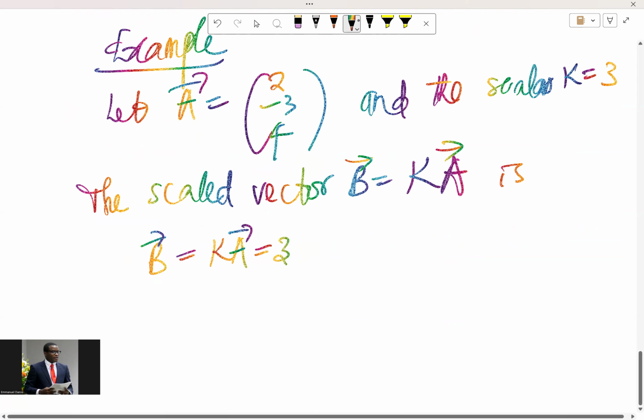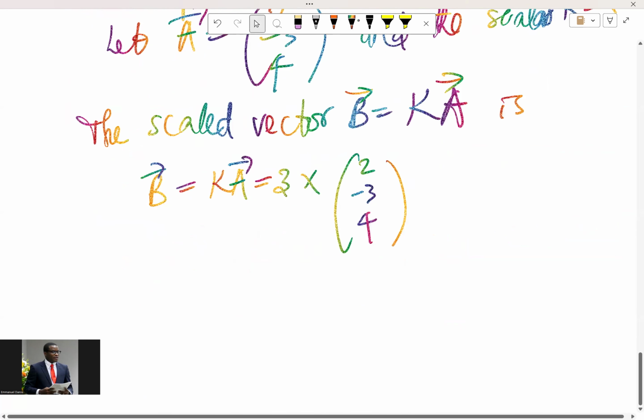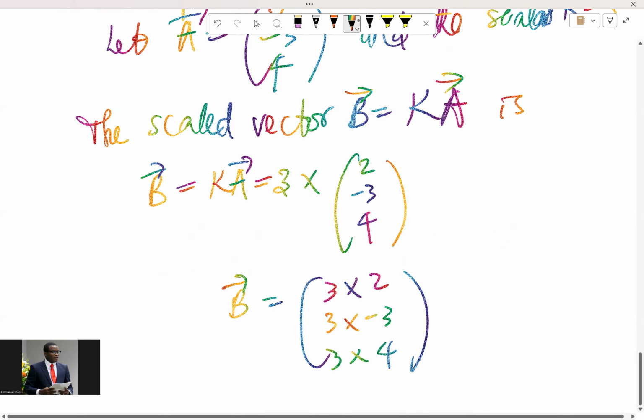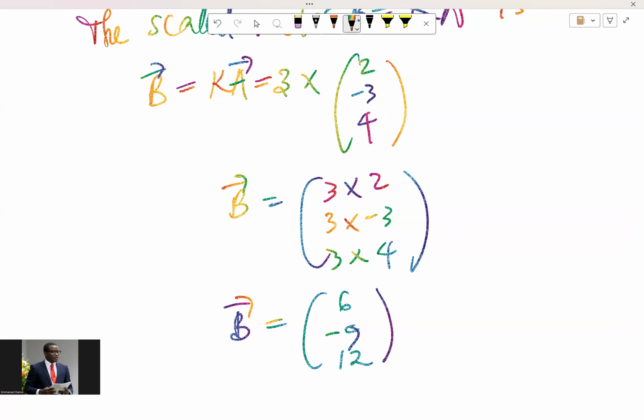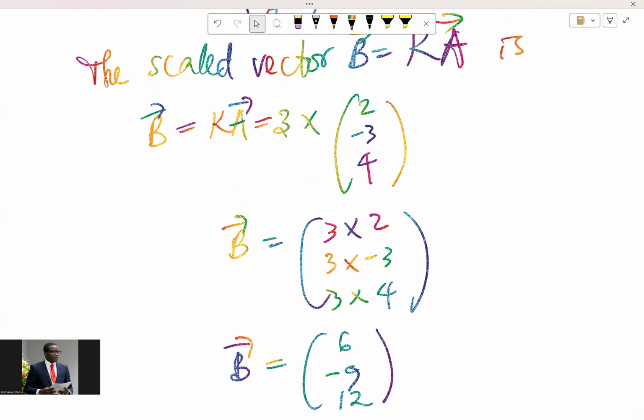So that's 3 multiplied by the vector A, 2, minus 3, 4. That simply means that our B is equal to 3 times 2, 3 times minus 3, and 3 times 4. So B is 6, minus 9, 12. You can see the vector has been scaled. It remains in the same direction, but the magnitude has been tripled.